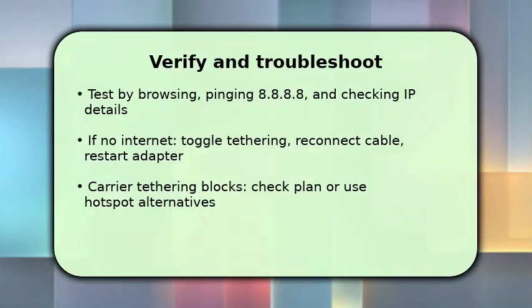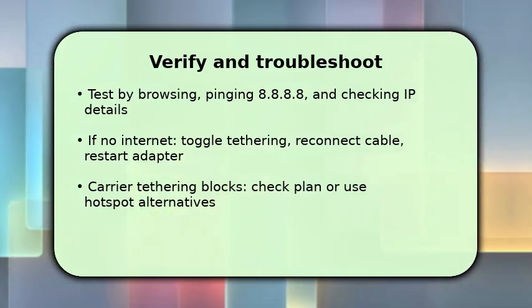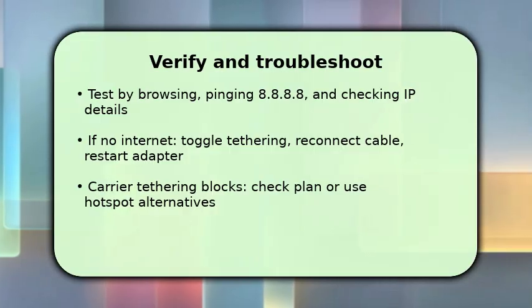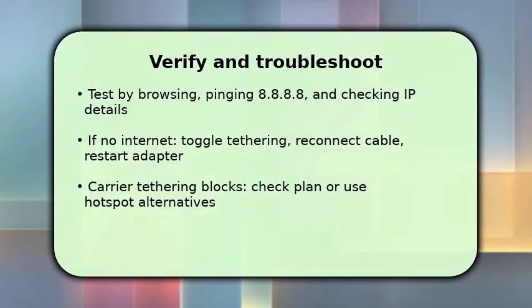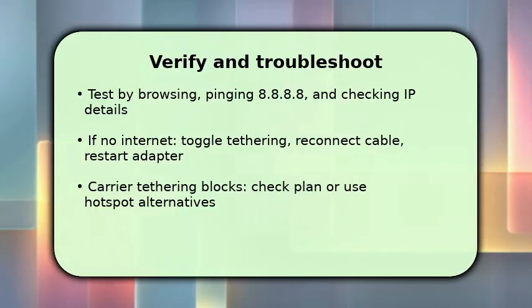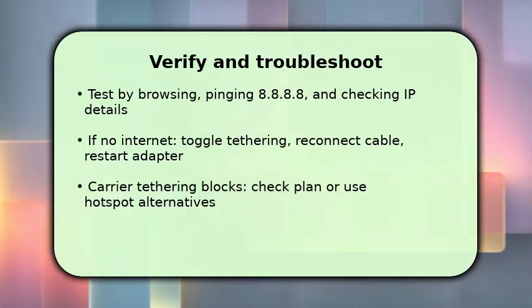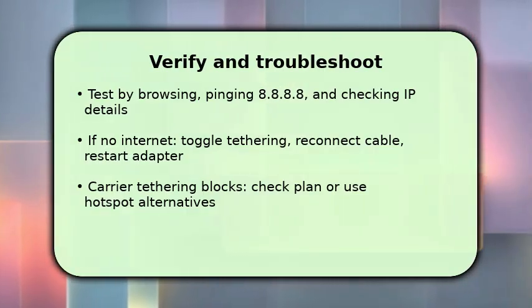If there's no internet, first toggle USB tethering off and on, unplug and replug the cable, and restart the computer's network adapter. This often forces DHCP and fixes driver glitches. If problems persist, check whether your carrier blocks tethering on your plan, or try a Wi-Fi hotspot or Bluetooth tethering as alternatives.